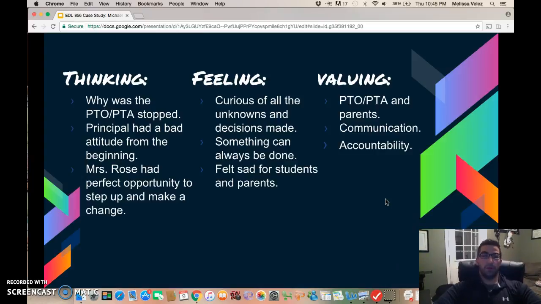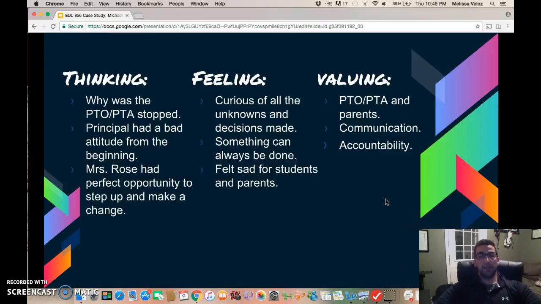I also thought, why does the principal have a bad attitude from the beginning? Miss Rose has had the perfect opportunity to step up and make a change, but she's kind of hesitant to do so. What was I feeling? I had that feeling of curiousness of all the unknowns and some of the decisions that were made. I just didn't understand.